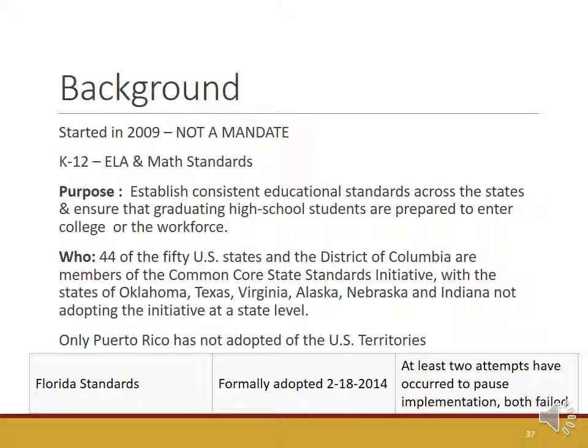All right, so it is written from kindergarten to 12th grade. It is for English language arts and the math standards, and it started in 2009, and people get a little confused sometimes, but it is not mandated. The states adopt this if they want to, right? So this is not anything that the government is telling you that you have to do.